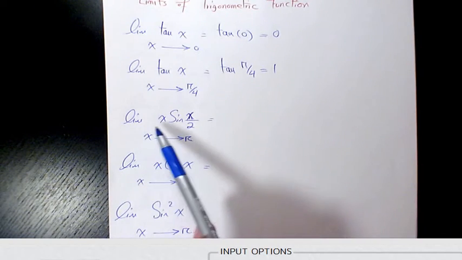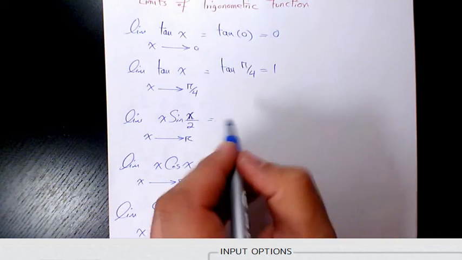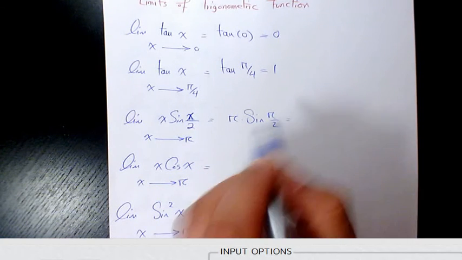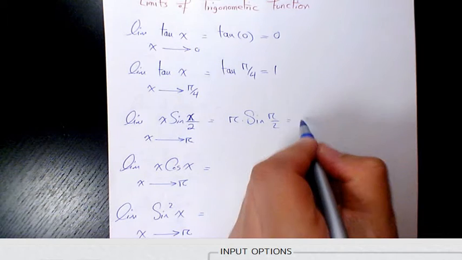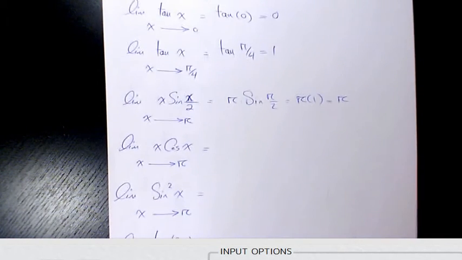Next one is the limit of x times sine x over 2 when x approaches pi. So it's going to be pi times sine pi over 2. Sine pi over 2 is 1. So it's going to be pi times 1. And the answer is going to be pi.